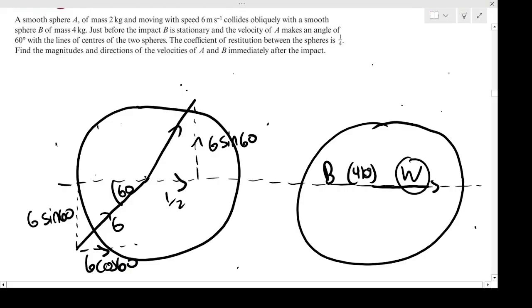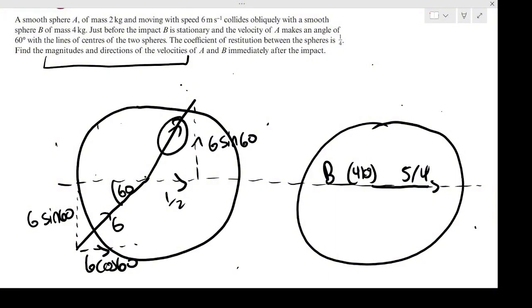And then for B, well, we know that W is 5/4. Okay. So 5/4. Okay. For my speed there. Right. Hopefully happy with that. So now to find the magnitude and the direction of the velocities. So it wants the sort of speeds, right? Which is the magnitude of velocity. So obviously for A first.